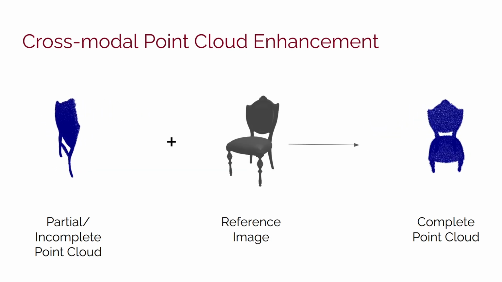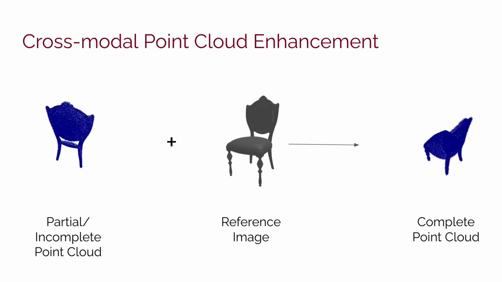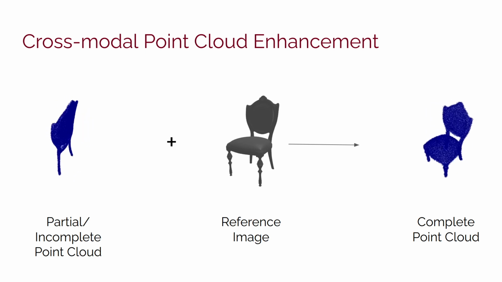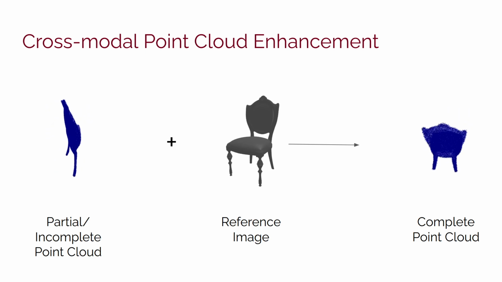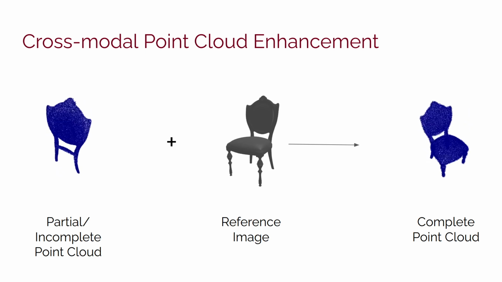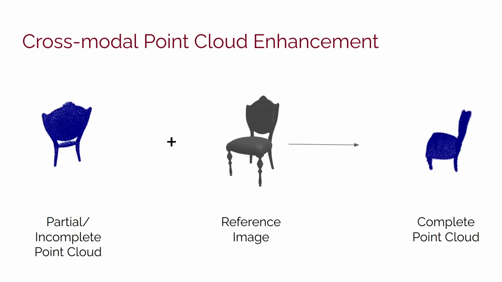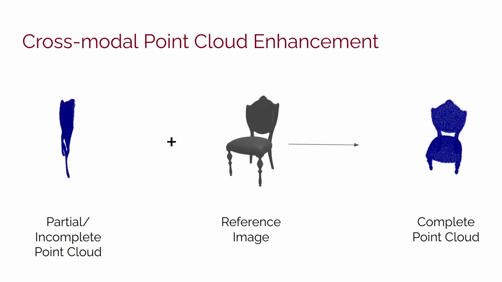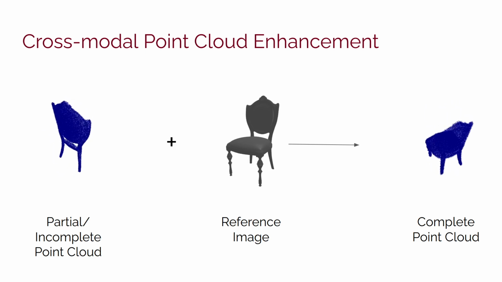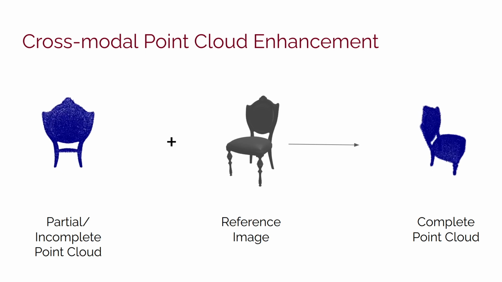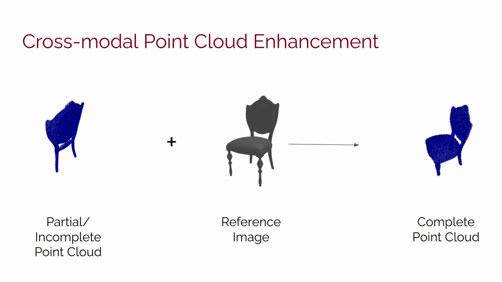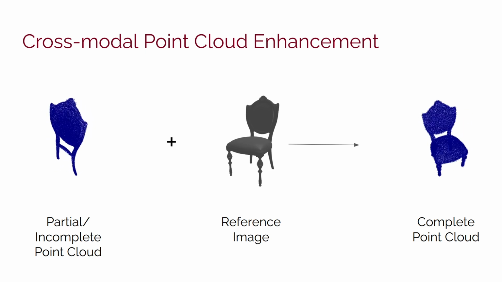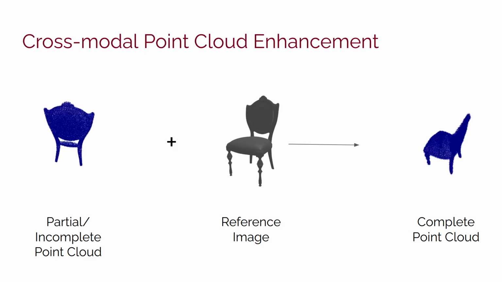So, cross-modal point cloud enhancement. This is the process where the model tries to complete a partial point cloud, but at the same time it's also given a reference image. So the reference image has some information that can be used by the model to complete the point cloud. The reference image is complete, unlike the incomplete point cloud.